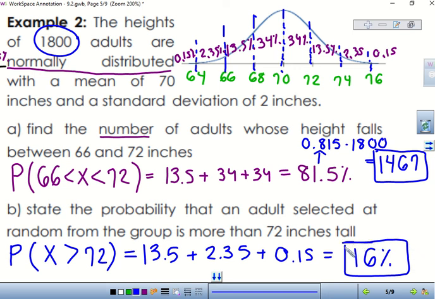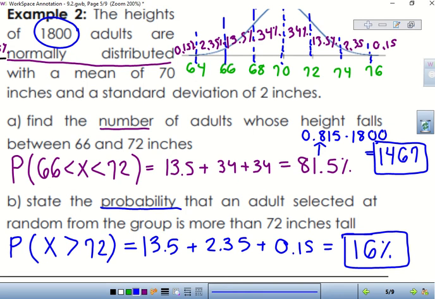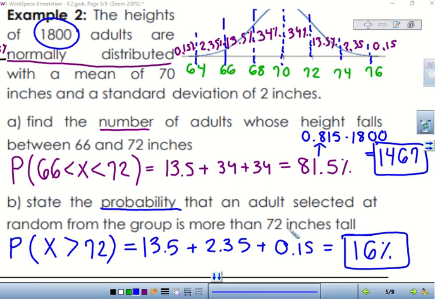Now this one I don't need to convert to people because they asked the probability, and we know that probability can be represented as a percent, decimal, or fraction, and it's a percent, so this is totally fine.